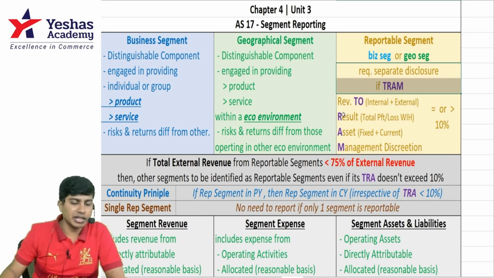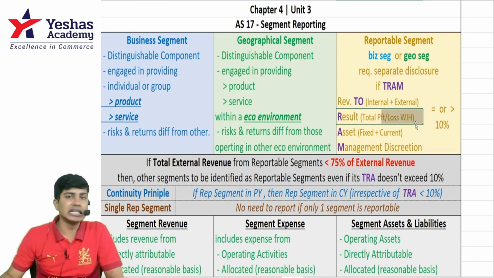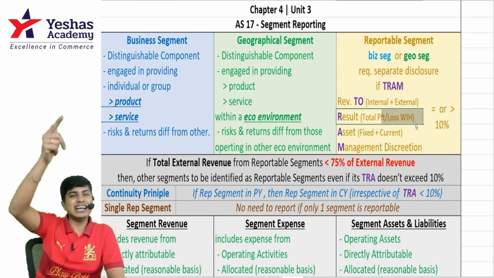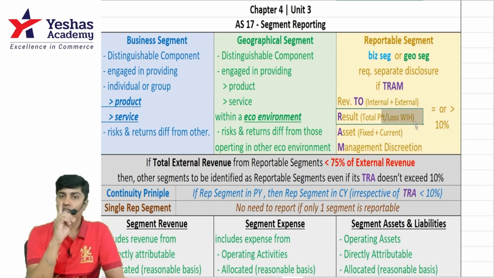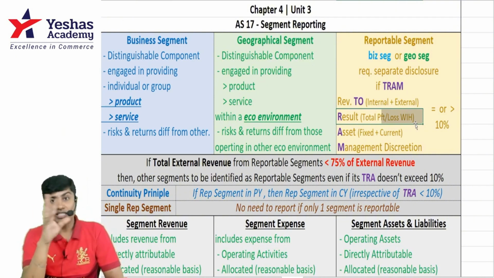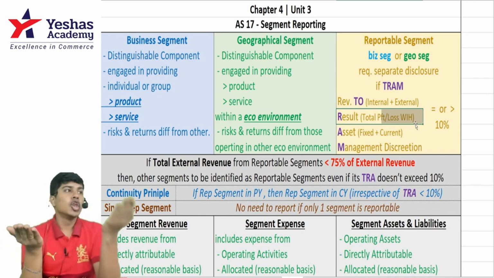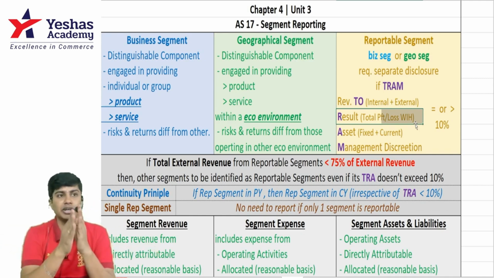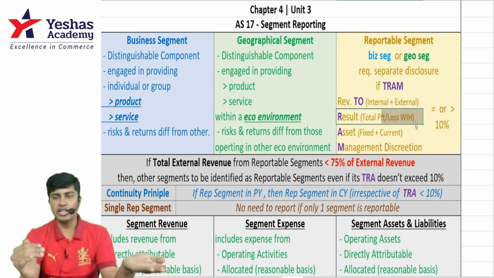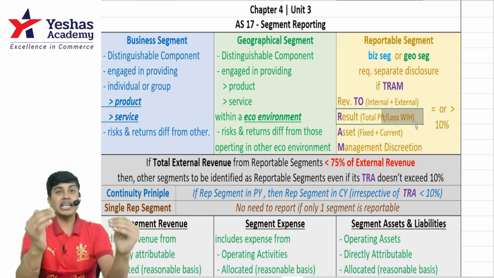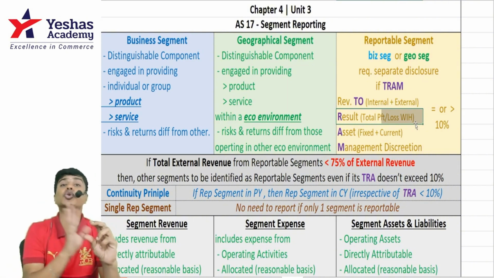Next is the asset based condition. Sorry, the result based condition. You see R, R for result. Result is profit or loss. How do you find result? Income minus expense. Revenue minus expense is equal to profit or loss. First, what should you do? Segregate the segments into profit making segments and loss making segments. Then take the total of all the profits and the total of all the losses. Take whichever is higher as the base, meaning the denominator, in absolute terms.